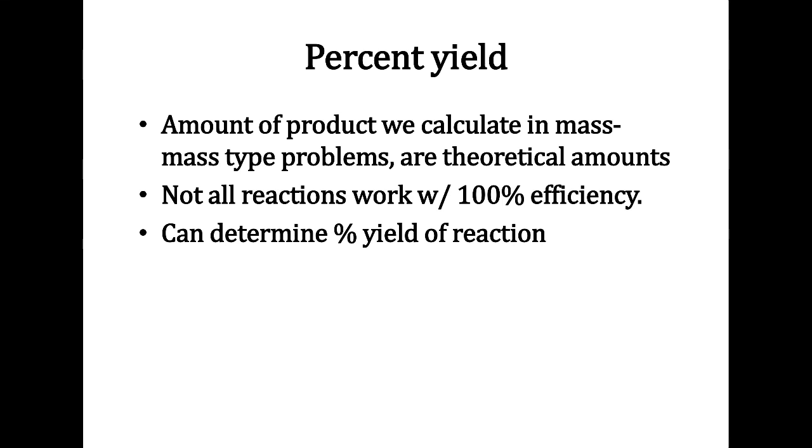So whenever we talk about percent yield, what we're actually going to look at is how much product was formed and then how much product could be formed in theory. So if this reaction worked to 100% efficiency, what would the output be? How much product would we form? Well, not all reactions work with 100% efficiency. So what we need to do is try to calculate the percent yield.